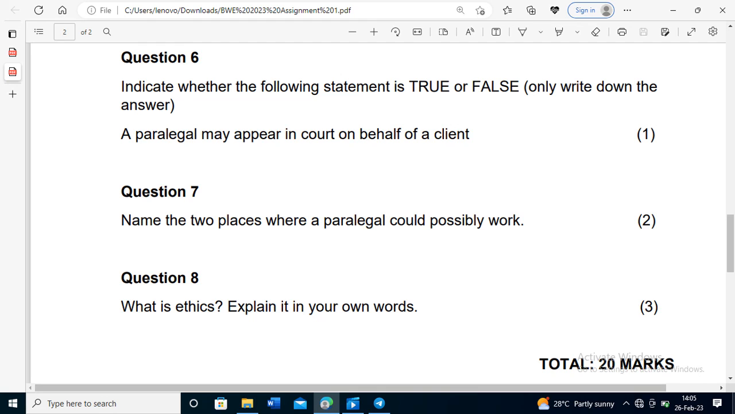What is ethics? Explain it in your own words. So for that, you just have to go to page 40 in your study guide. Under 3.3, you're going to see what is ethics, and then you just have to write it in your own words. Which means that you have to paraphrase where it's possible. If it cannot be paraphrased, just take it the way it is. Then we are done with the assignment.